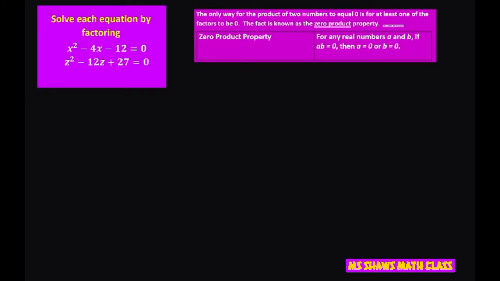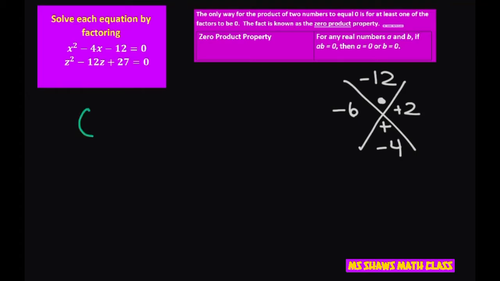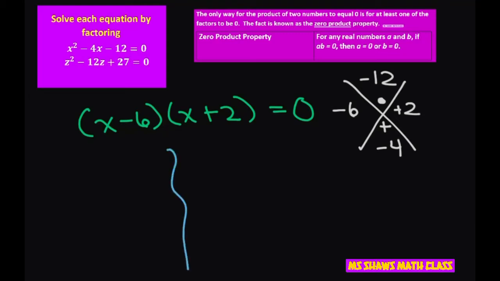So let's factor this. Let's see what we have. We need a negative 12 and a negative 4. So what two numbers multiplied give you negative 12, but when you combine them, you get negative 4? That would be 6 and 2. So the 6 has to be negative and the 2 has to be positive. So when we factor this, we're going to get x minus 6 times x plus 2 equals 0. Now what you do is you take each of these pieces and solve for x.